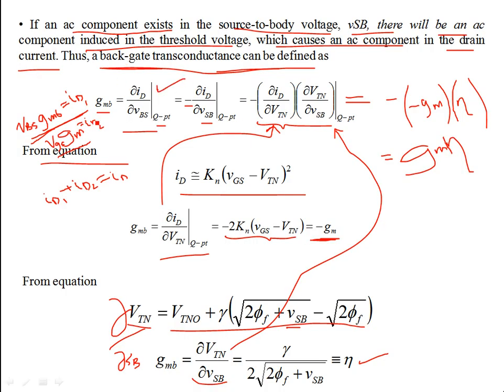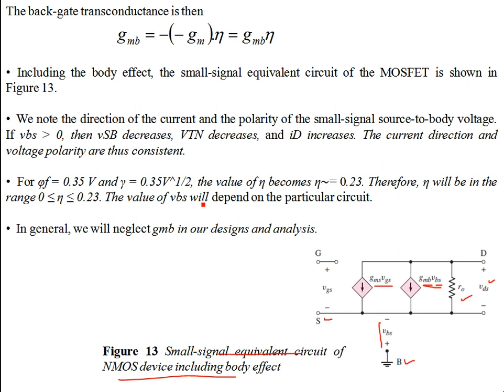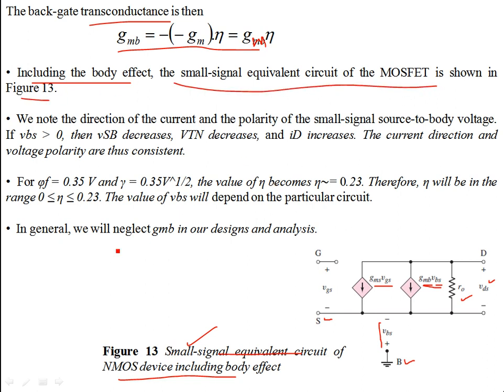And then you have a back gate conductance parameter. So there are two dependent current sources which are to be included in the small signal equivalent model of the MOS device. The back gate conductance is then GMB, which is equal to GM times eta. This is GM. So including the body effect, the small signal equivalent circuit model is shown in figure 13. This is over here. So we note the direction of the current and the polarity of the small signal body to source voltage for VBS greater than 0 is given as such.